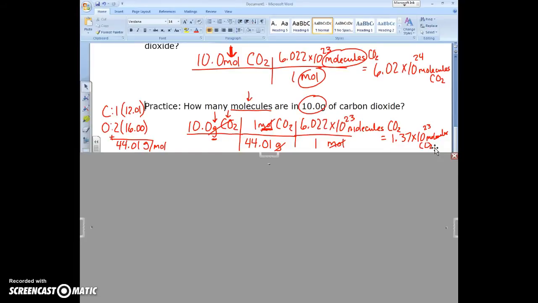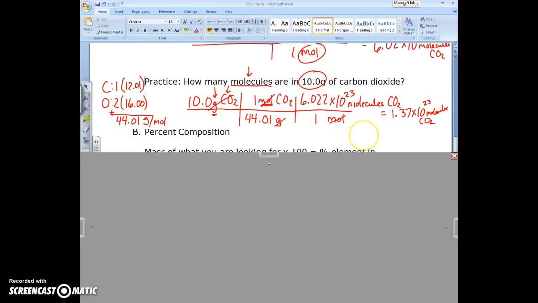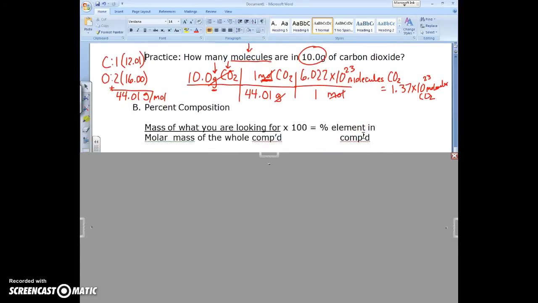All right, last thing in today's video cast is percent composition. Now, composition means what something's made up of. So we're looking for percents here. Now, you never want to be confused about what a percent is. A percent is always part over whole times 100. That's how we get percentages of everything, and this is no different. The working formula that we're going to use looks like this.